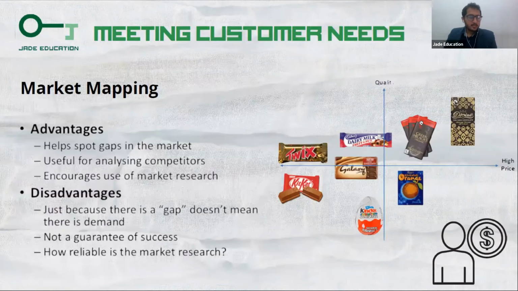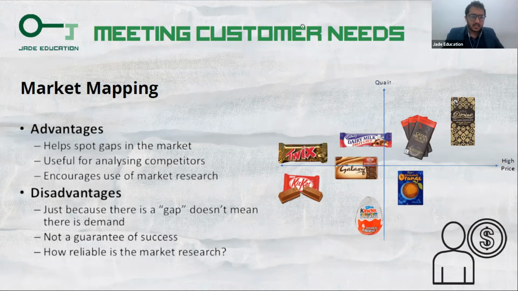Then comes in market mapping. Now, when it comes to market mapping, guys, you have advantages and disadvantages. Look at this market map. This market map is based on two different aspects. Yeah. So quality and high price, are those the only two that you can use? No, you can change this to anything you want. If you take sports cars, you can say more sporty and more retro. So anything that you can go with, it doesn't really matter.